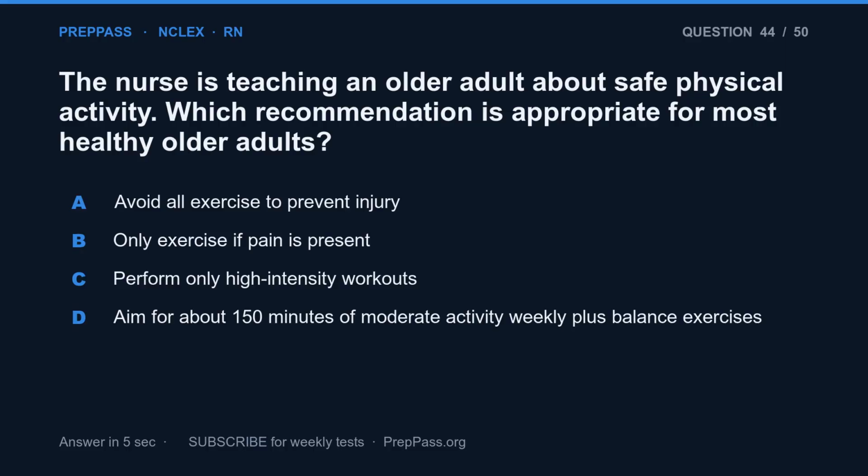Question 44. The nurse is teaching an older adult about safe physical activity. Which recommendation is appropriate for most healthy older adults? A. Avoid all exercise to prevent injury. B. Only exercise if pain is present. C. Perform only high-intensity workouts. D. Aim for about 150 minutes of moderate activity weekly plus balance exercises.